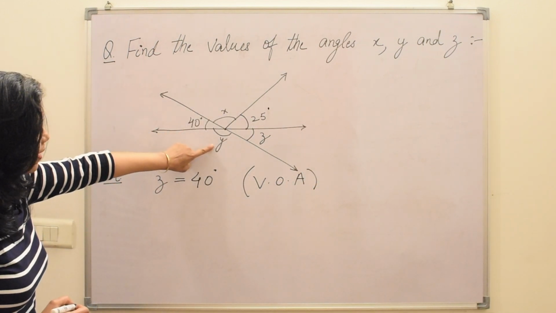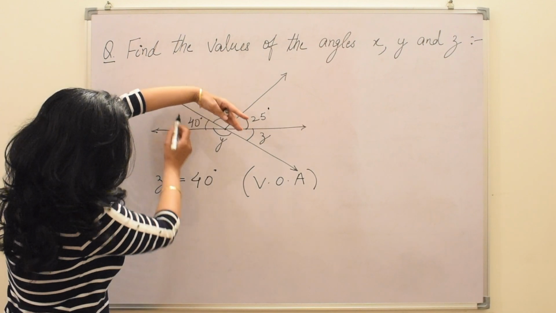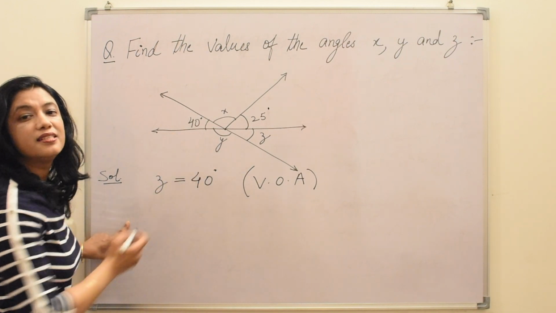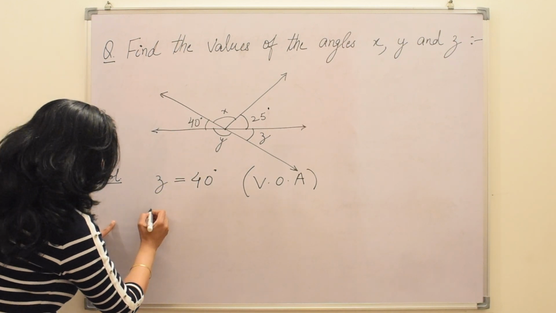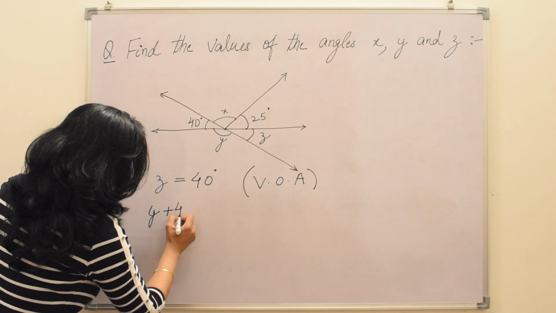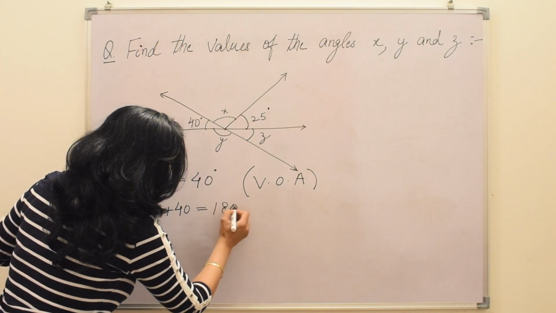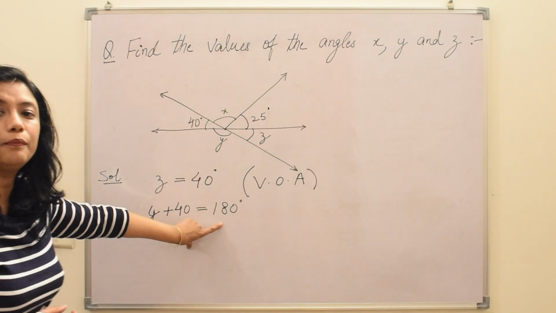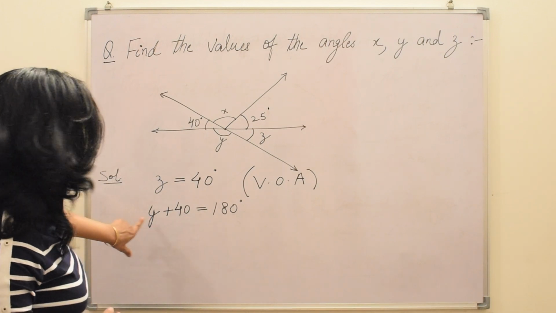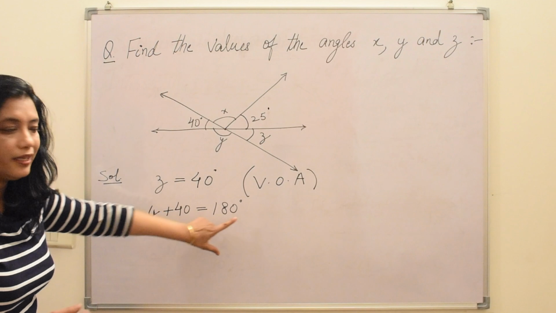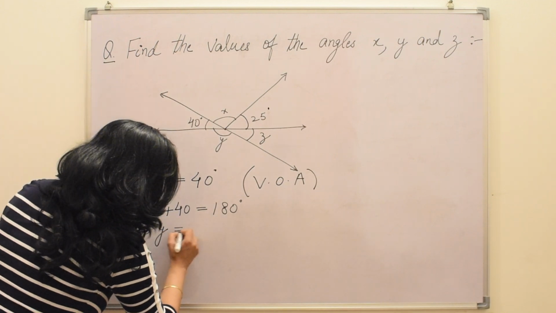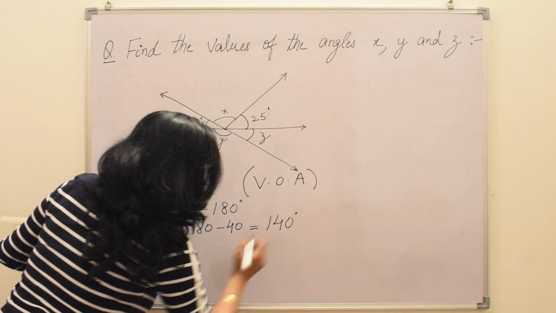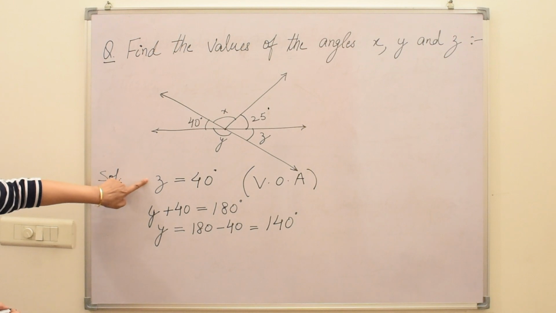Now let us see angle y. See this line? This line is forming a linear pair. 40 degrees plus y. This is a linear pair. Because it's a linear pair, the sum of both the angles will be 180 degrees because a linear pair is supplementary. So y plus 40 will be equal to 180 degrees. What will be the value of y? 180 minus 40, which is equal to 140 degrees. So we've got the value of z and y.